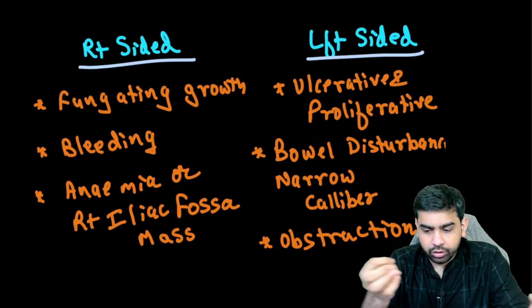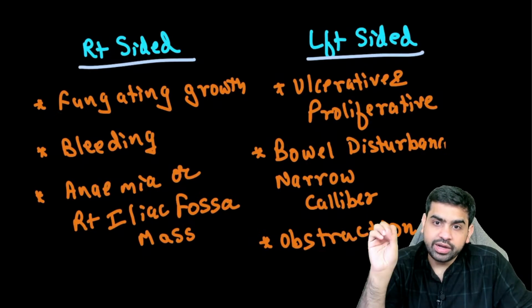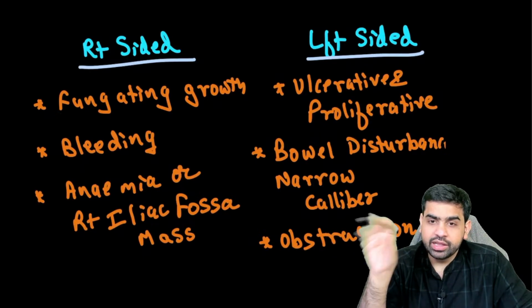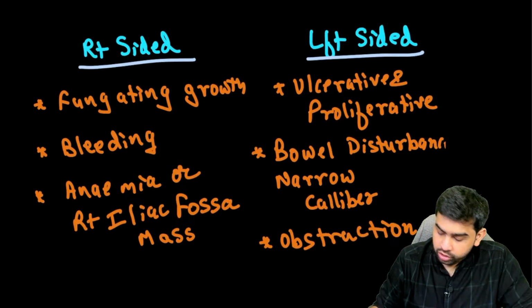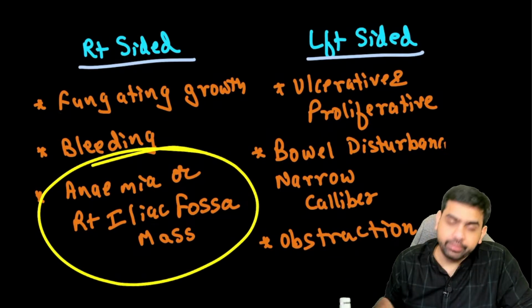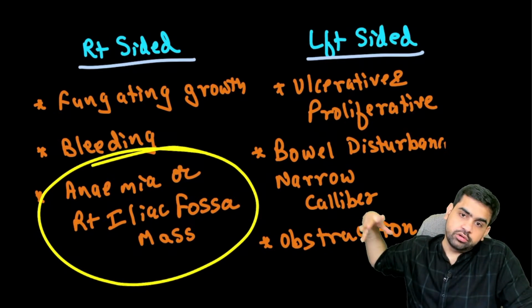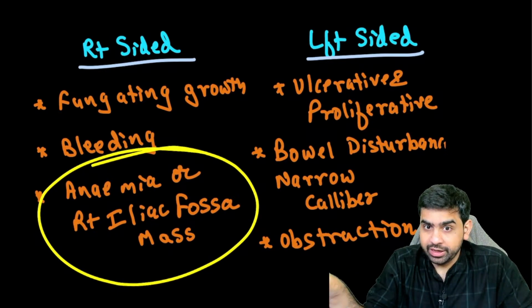What you need to understand, on the right side, that is the ascending part of the colon, you have a predominantly ulcerative lesion. Because of this, there is occult bleeding which is basically taking place, and because of this, these particular patients present with what you refer to as anemia. Okay, so anemia or a mass in the right iliac fossa. This is how the right sided colorectal malignancies are going to present.